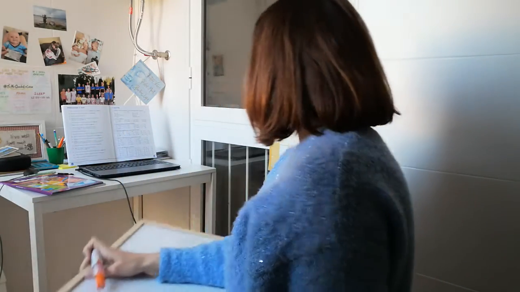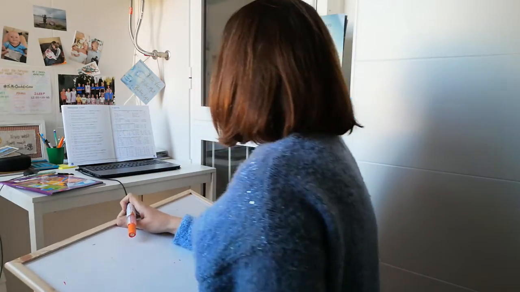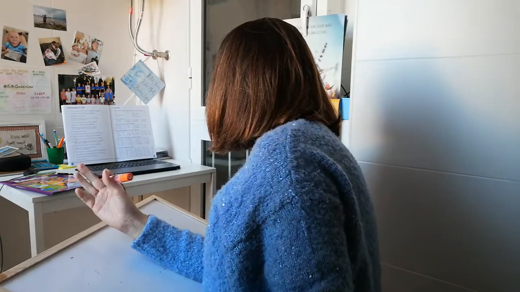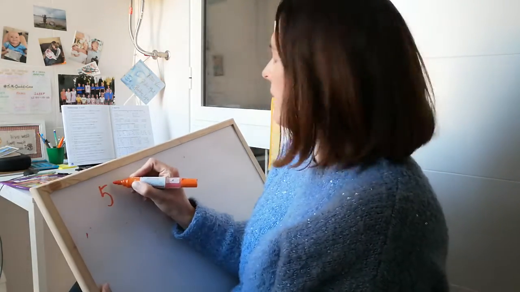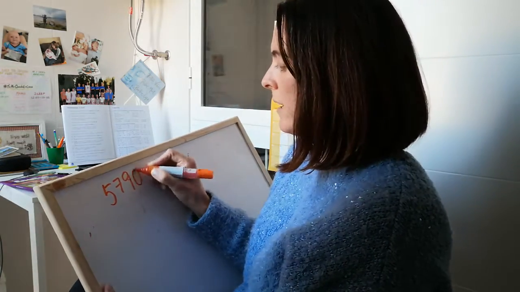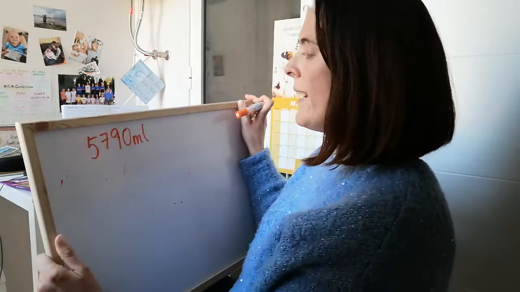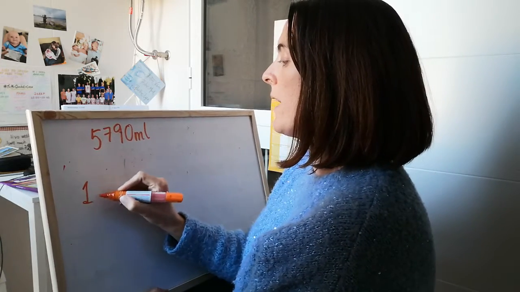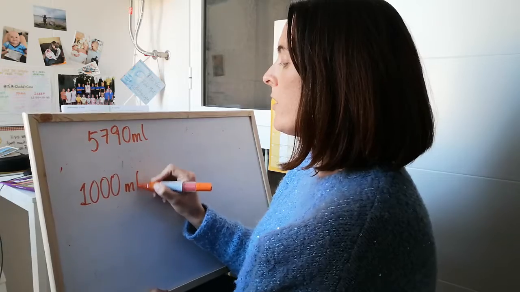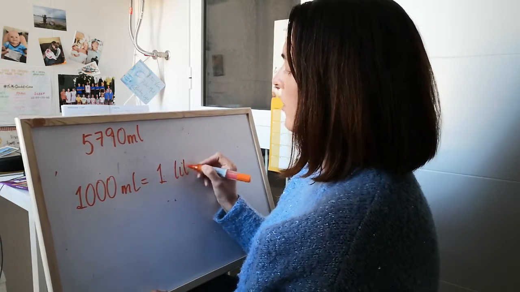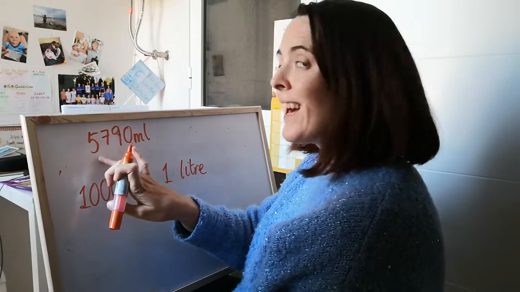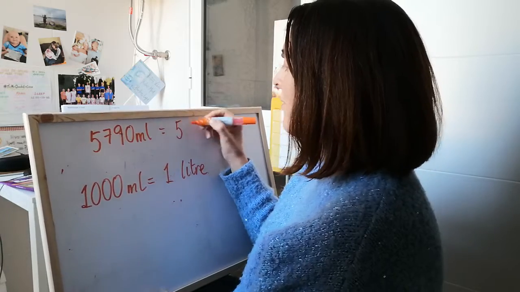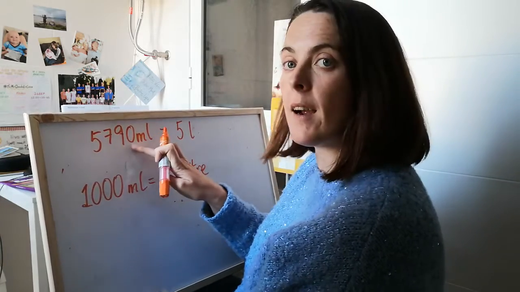Okay, so in number 3, it says, write the following as litres and millilitres. So let's take one of them, 5790 millilitres. Now, I know that there are 1000 millilitres in 1 litre. Okay, we need to remember that 1000 millilitres is equal to 1 litre. So 5000 millilitres will be equal to 5 litres, and then these are millilitres.